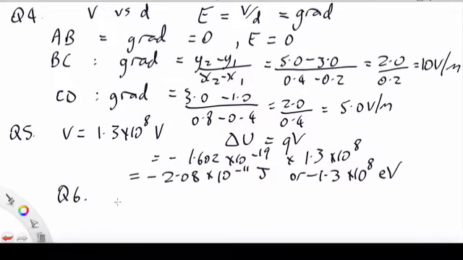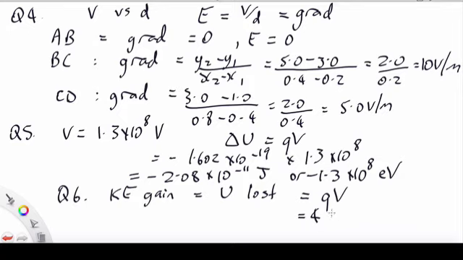And question 6, the kinetic energy gained is the potential energy lost, which is Q times V. And since we're interested in electron volts, it is 4 electrons worth of charge times V, and that makes it 24 EV.